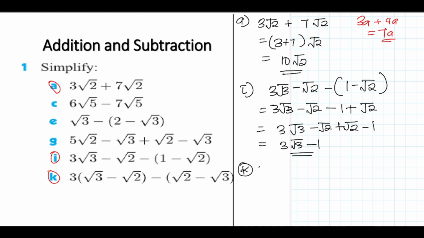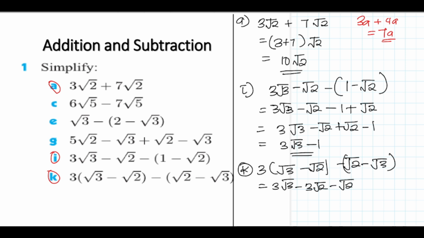And finally, we have number K, 3 brackets square root of 3 minus square root of 2 close bracket, minus square root of 2 minus square root of 3 close bracket. So first of all, we open the bracket with 3 in the first one. So 3 times root 3 will be 3 root 3. 3 times root 2 will be 3 root 2. Then minus times plus here will be minus. Minus times minus will be plus.